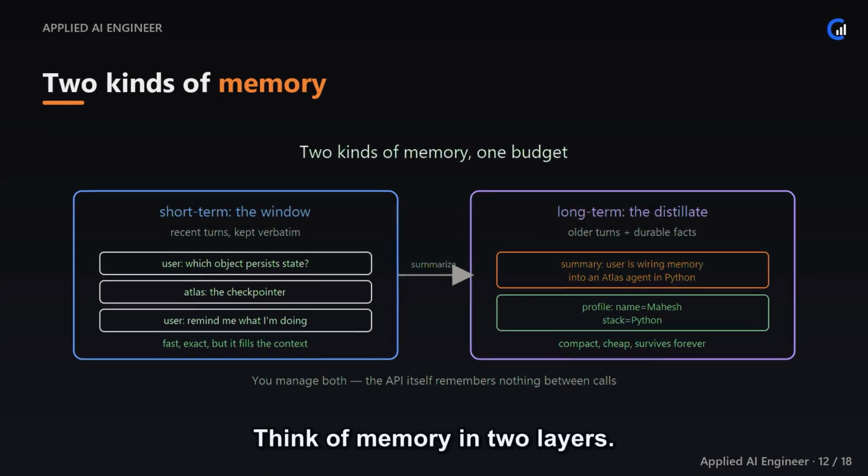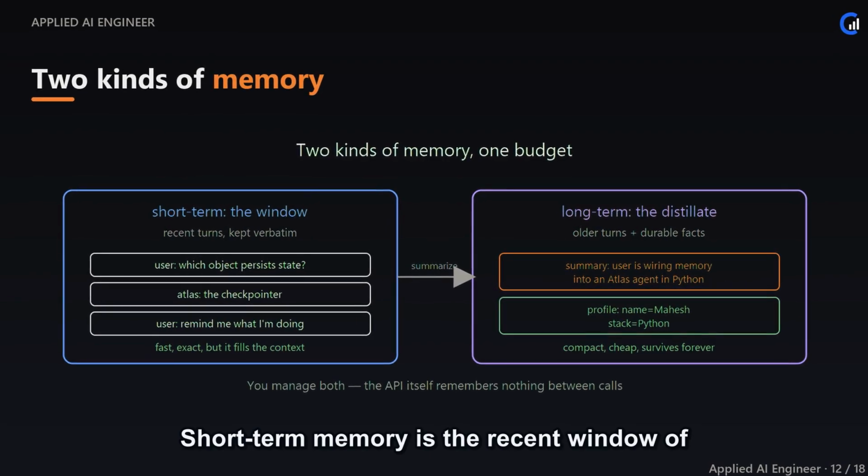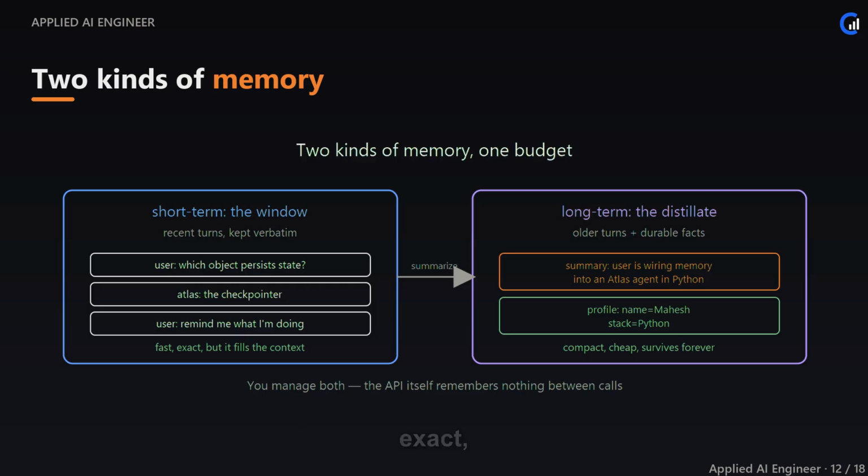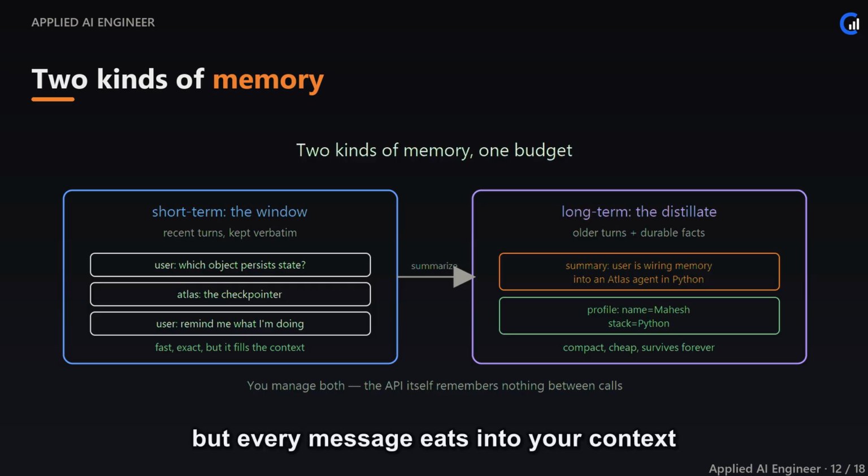Think of memory in 2 layers. Short-term memory is the recent window of turns, kept word for word, fast and exact, but every message eats into your context budget and your bill. Long-term memory is the distillate, older turns compressed into a short summary, plus durable facts about the user like their name and tech stack, compact, cheap, and it survives forever. A good agent runs both, a small verbatim window riding on a steadily updated summary. We'll build exactly this for Atlas.